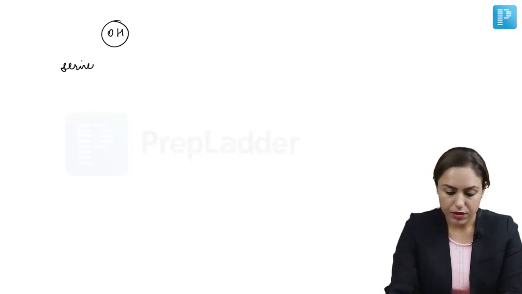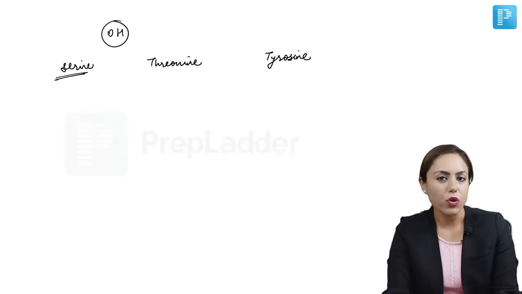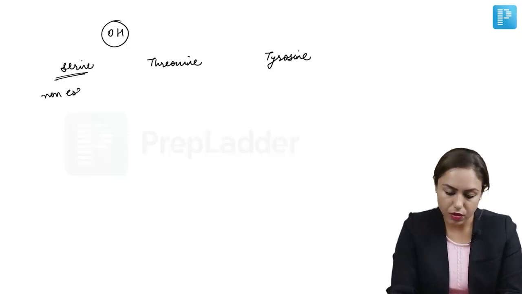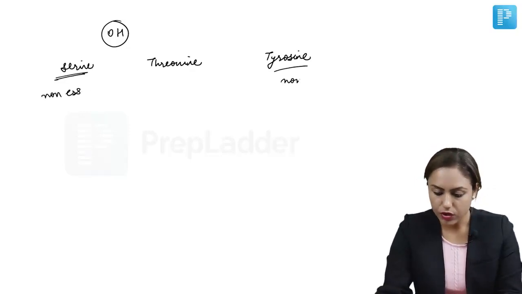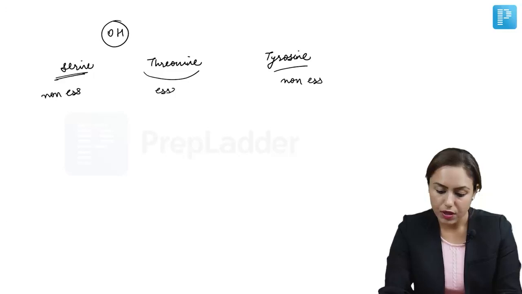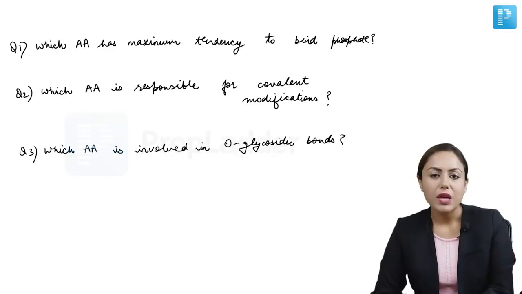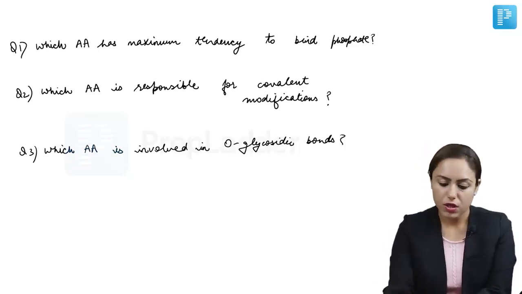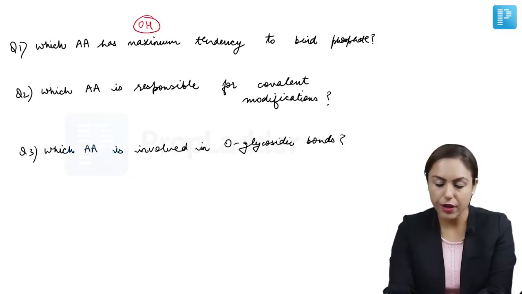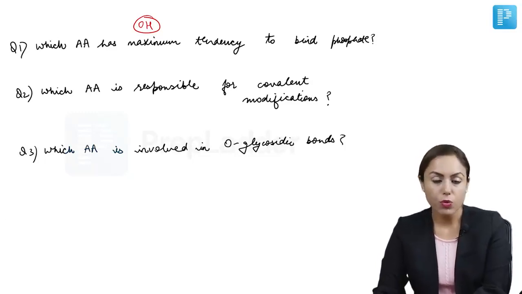Then next are OH containing amino acids. We have serine, threonine and tyrosine. I already told you serine is non-essential, tyrosine is non-essential, and threonine, which has 2 asymmetric carbons, is essential. Now look at these 3 questions. Whenever these 3 questions are asked, your answer is OH containing amino acid. Understand the concept?